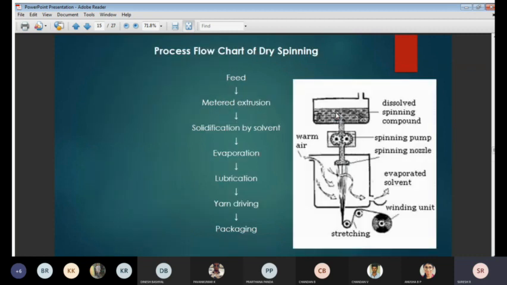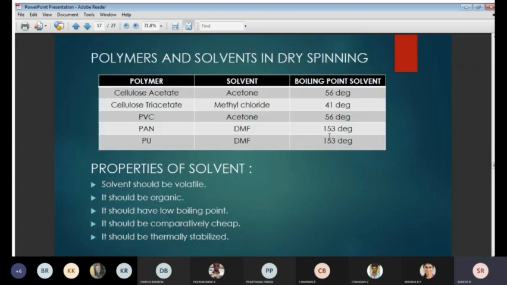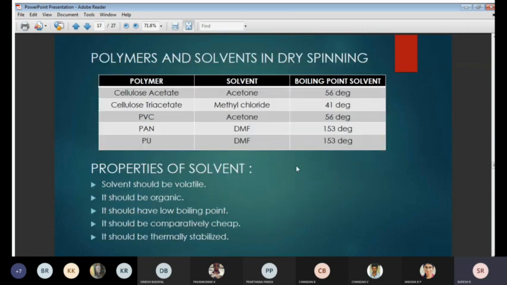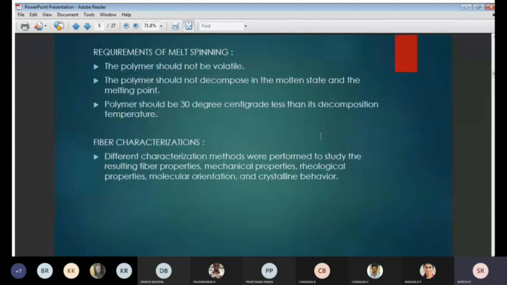If you take any spinning process, both advantages as well as disadvantages will be present. These are the different types of polymers that are used in the dry spinning process, and these are the different types of solvents we use in the dry spinning process. So this is about the spinning process.